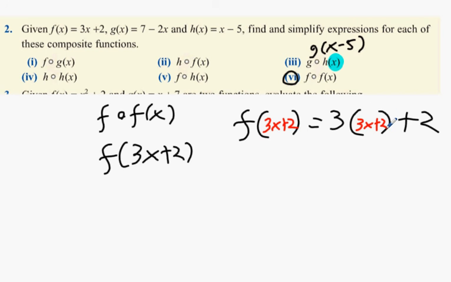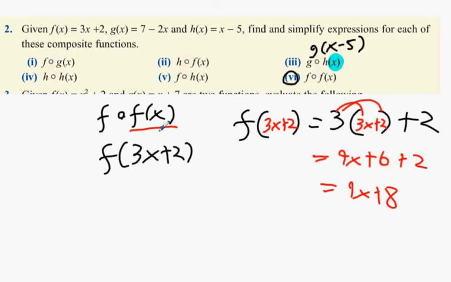After that then? Yeah. After that? Plus 2. And we get 9x plus 8. No. F of x is 3x plus 2. There's nothing to sub in because it's already done for you. So you just go straight in.